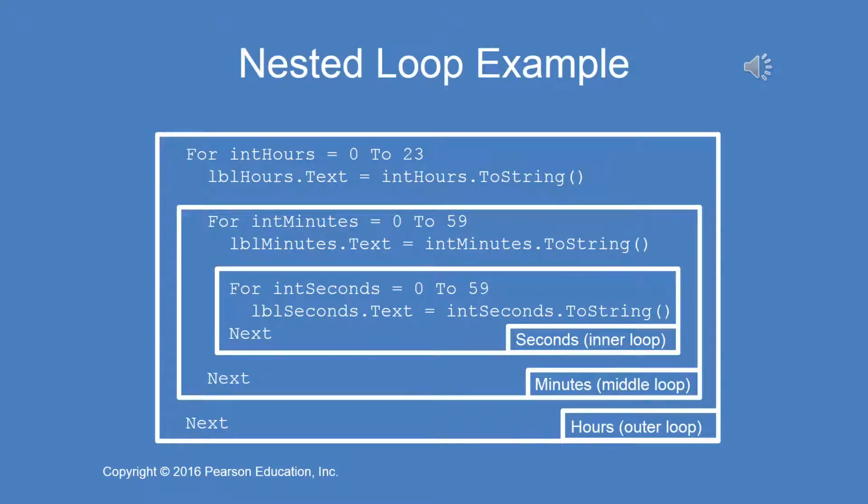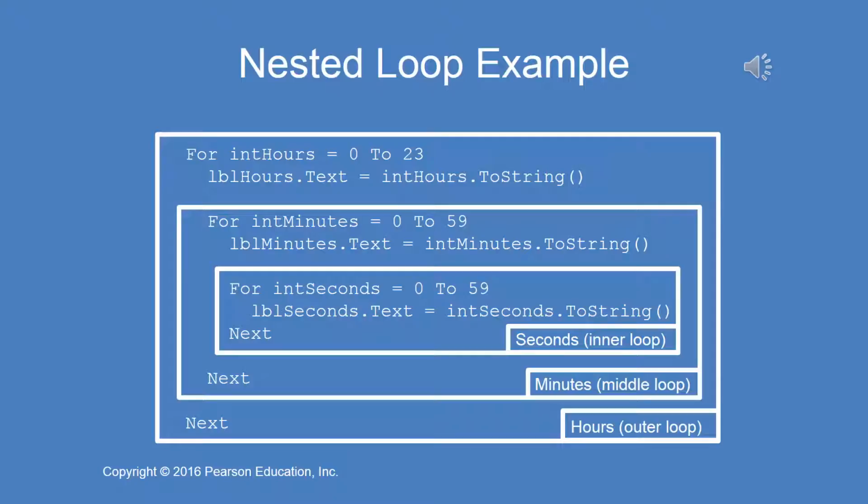Here we have a coded example for the second, minute, and hour example we gave on the previous slide. Okay, so the outer loop is for int hours equals 0 to 23. Each time that iterates once, it calls its inner loop, which is int minutes equals 0 to 59. But each time that iterates once, it calls for int seconds equals 0 to 59.